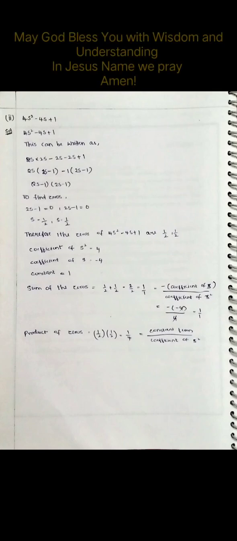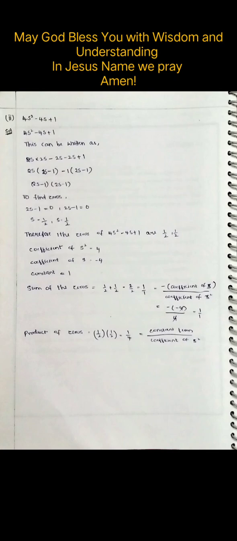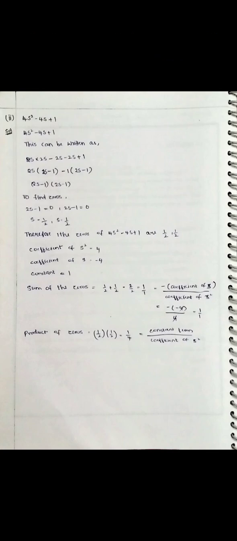If we check, the coefficient of s square is 4, the coefficient of s is minus 4, and the constant term is 1. If we add the zeros, we get 1. To verify the relationship between the sum of the zeros and the coefficients, the formula is minus of coefficient of s by coefficient of s square. What is the minus of coefficient of s? It is minus of minus 4. The middle term is minus 4, by coefficient of s square, which is 4.